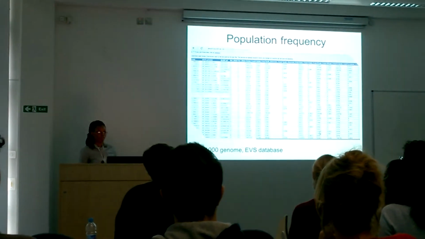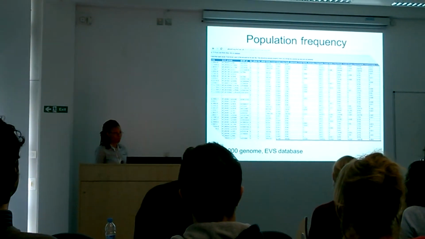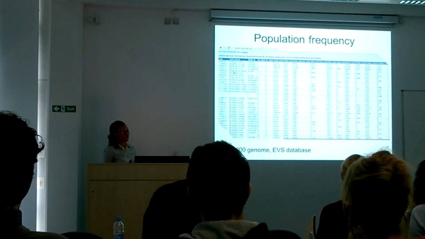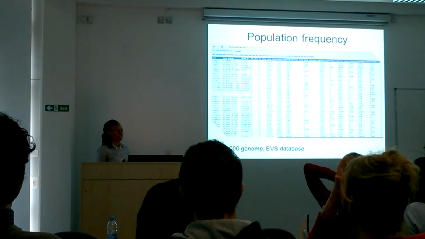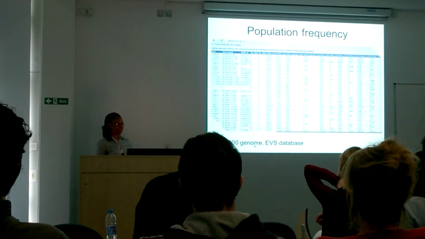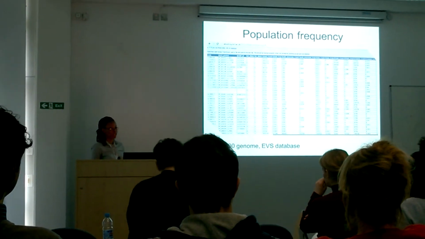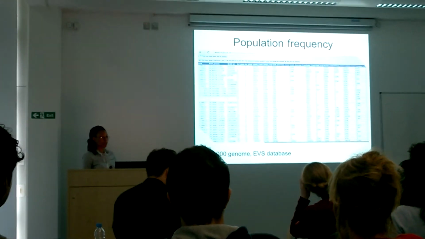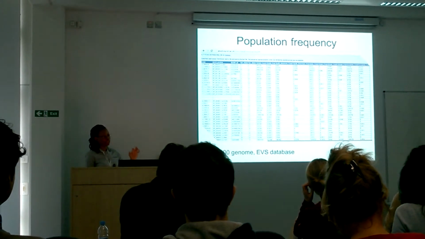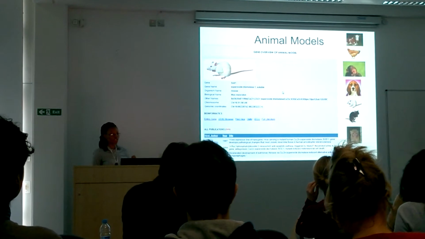Also, with the help of some external bioinformatics people, we were able to find more of the HGVS codes using the 1000 Genomes and the Exome Variant Server database. So the population frequency of every mutation in ALSoD is displayed there, on the database.